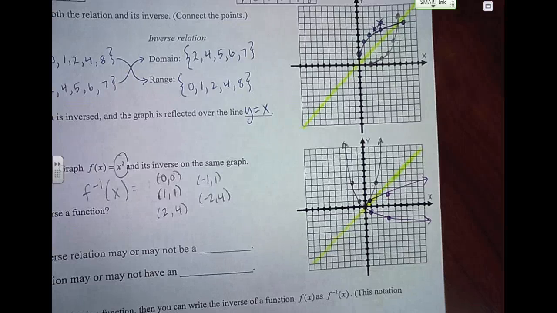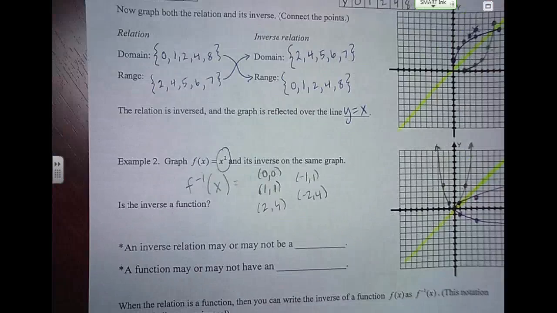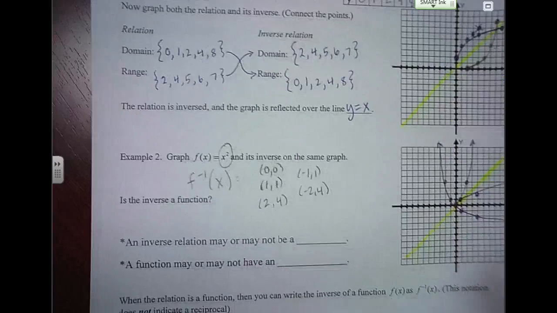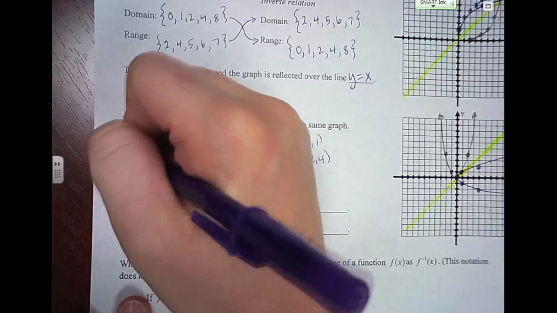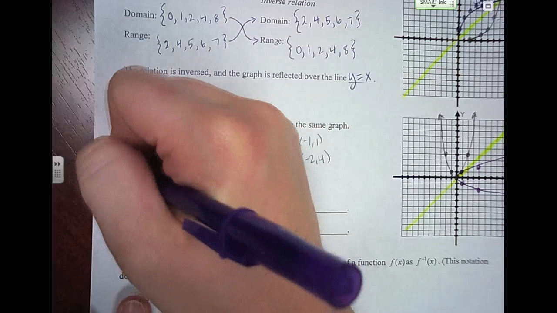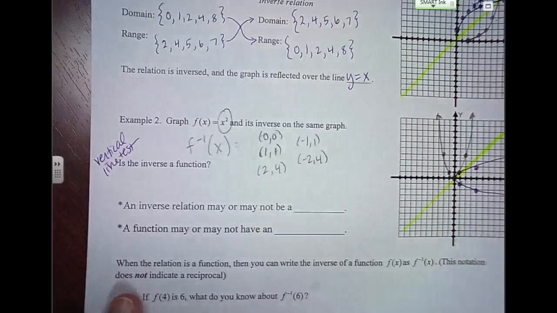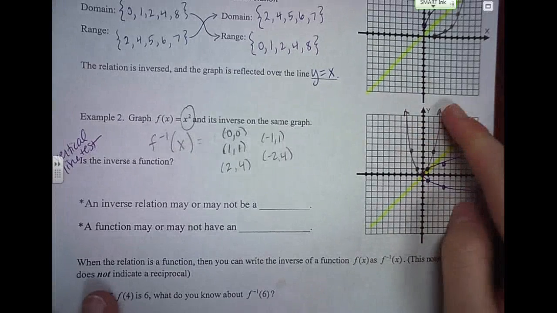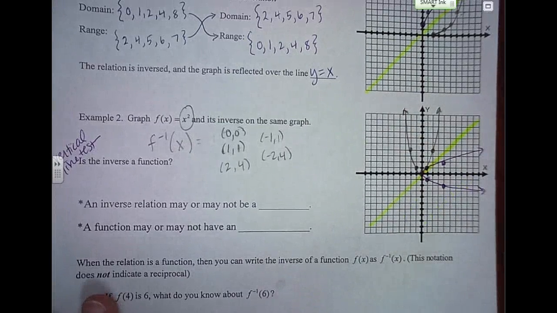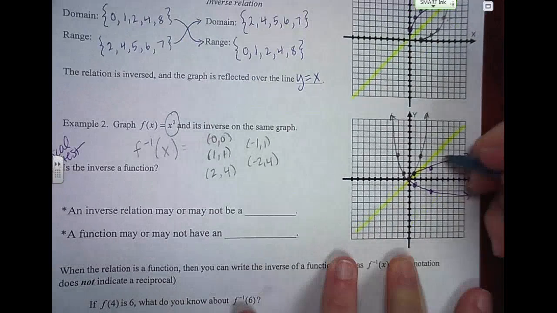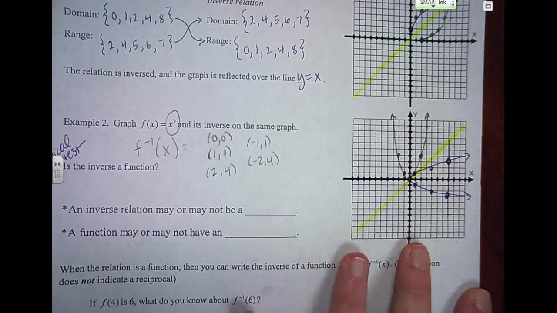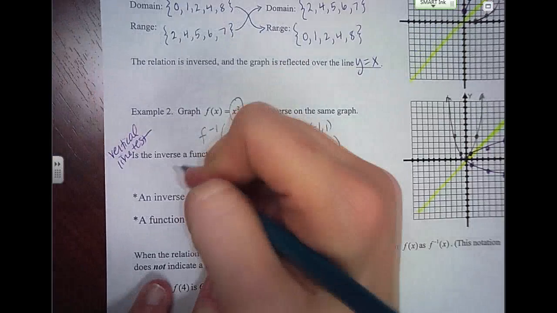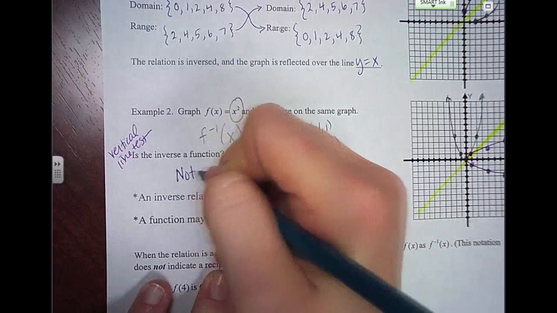Okay, so it says, is the inverse a function? Let's review: how do you figure out if something's a function by looking at the graph? You do the vertical line test. Our original, this parabola here, is a function because it passes the vertical line test. But our other one, if I draw a line straight through it like this, it hits the graph at 2 points. So it doesn't pass the vertical line test. So the inverse is not a function.